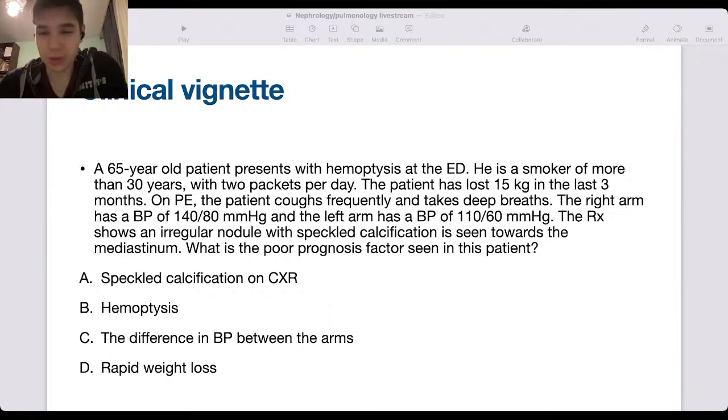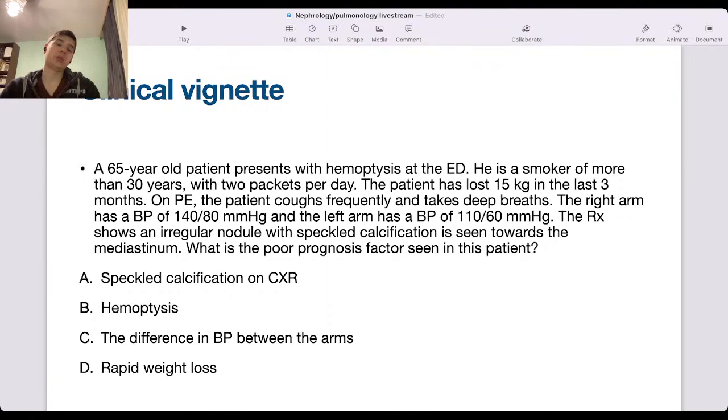Okay, so let's take them one by one. So we start with A. Speckled calcification on chest X-ray is a differentiating diagnosis between a benign or malignant pulmonary nodule. If we have a speckled calcification for a chest nodule, we will think that there is a malignant nodule. Hemoptysis is not a specific finding. Hemoptysis can be seen in TB, can be seen with pulmonary hypertension, therefore it's not even a factor of differentiating between cancer and other conditions of the lung.